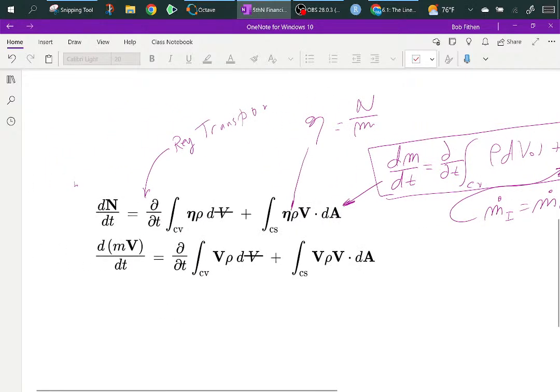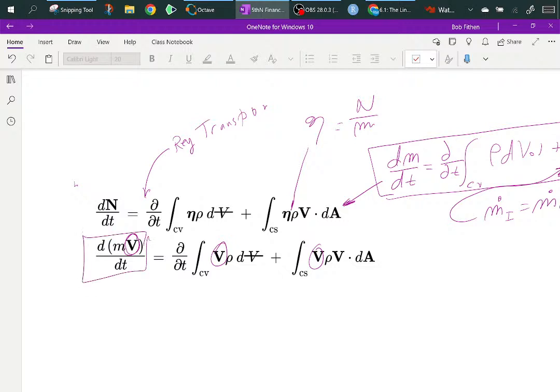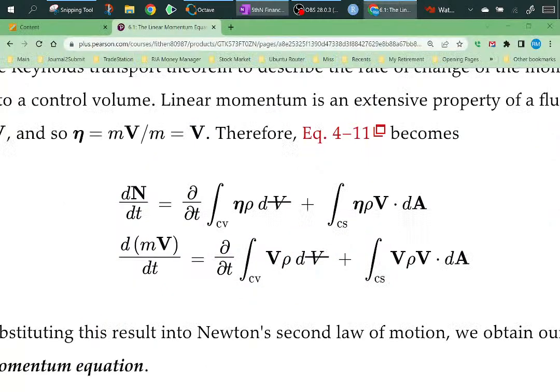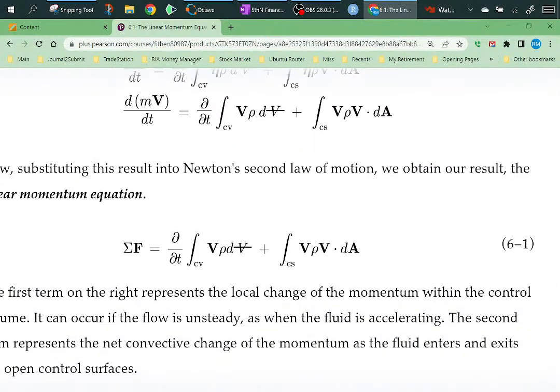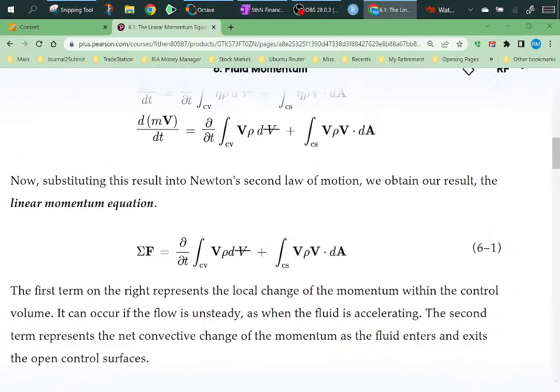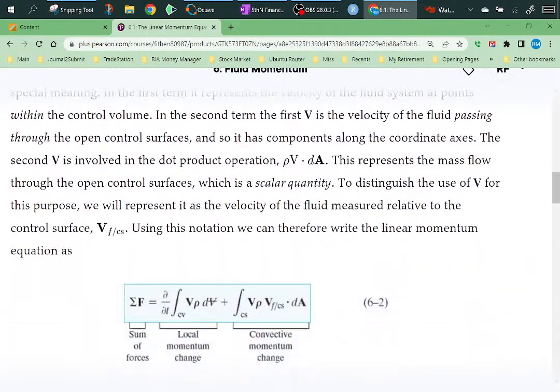Now, he's going to add an extra term, basically the velocity, and you'll see it gets stuck in there. What happens is this becomes the sum of the forces equals these terms, essentially this. So it becomes a momentum equation. He goes in and does this. We should do some discussion about it.